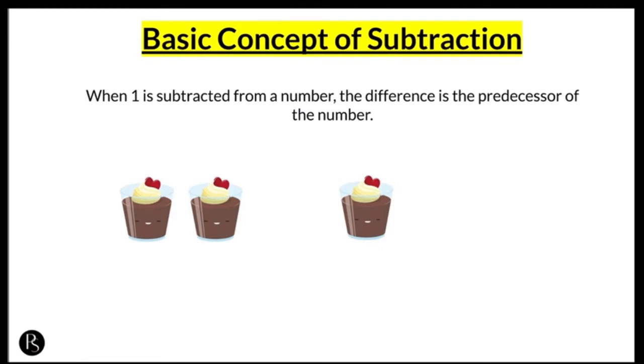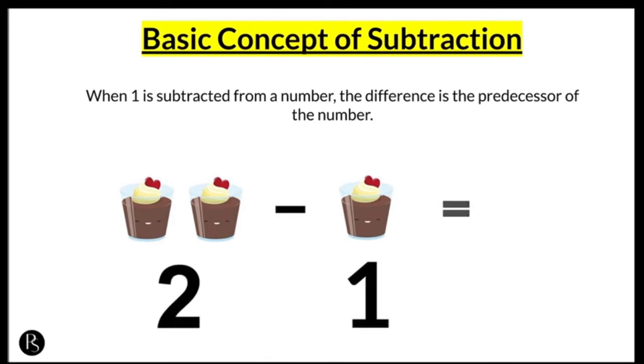Now next concept. When 1 is subtracted from a number, the difference is the predecessor of the number. Let's take an example to understand this. Here you can see 2 cupcakes are given. When we minus 1 cupcake from the 2, we are left with 1, which is the predecessor of the number. Predecessor means the number before the number from which we are subtracting, that is 2.